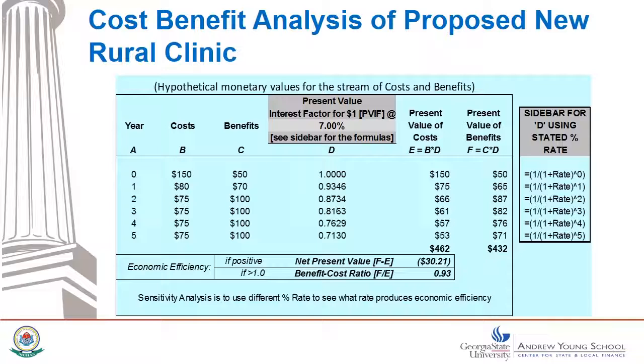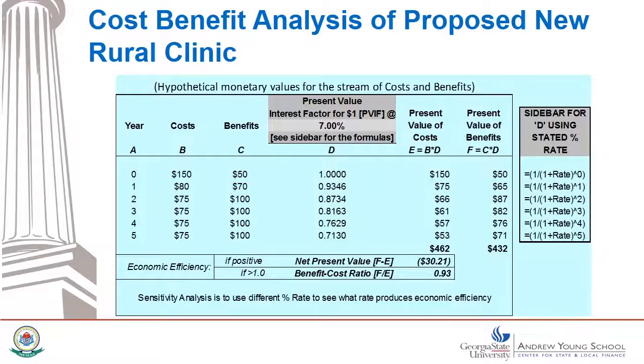The initial cost of $150 is for construction of the new clinic, with $80 by the end of the second year for the remaining construction and equipment costs. For the other years, the $75 represents recurring costs. For benefit column C, the step up represents an increase in the target population learning about and using the new clinic, and then it stabilizes.